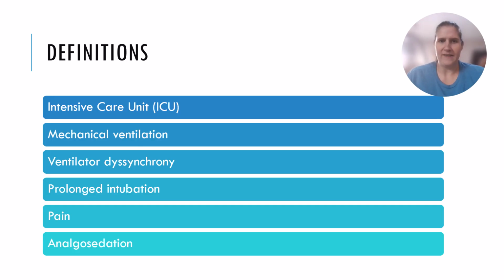Prolonged intubation is when a patient is intubated for more than 7 days. Pain is an unpleasant and emotional sensory experience that is associated with either potential or actual tissue damage. And analgosedation refers to treating pain first and adding a sedative to the patient second.